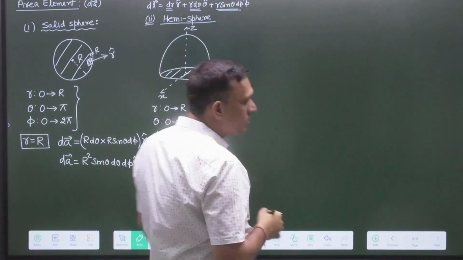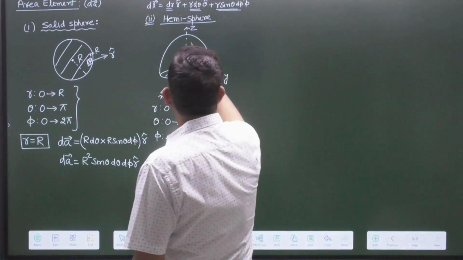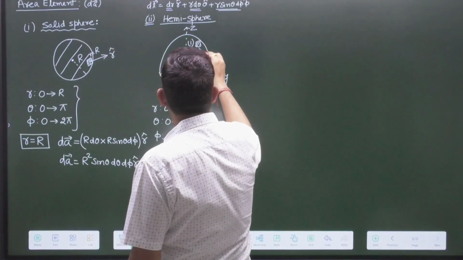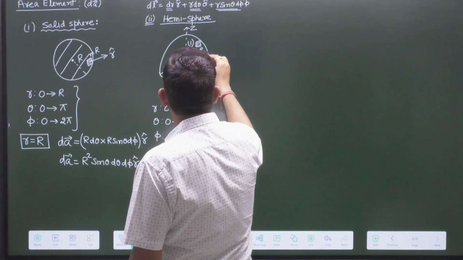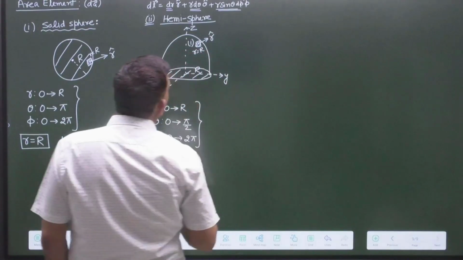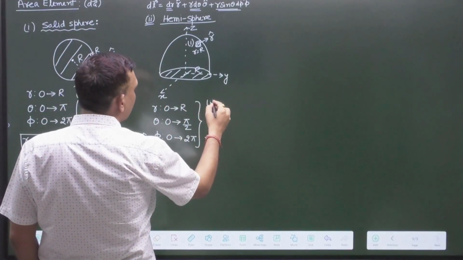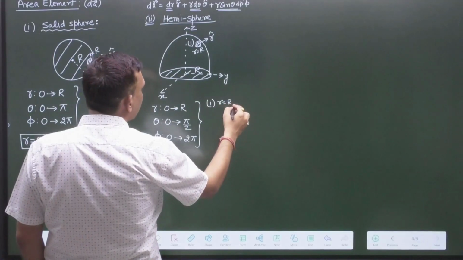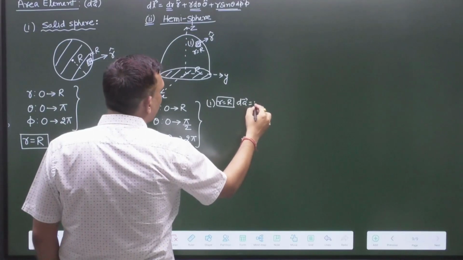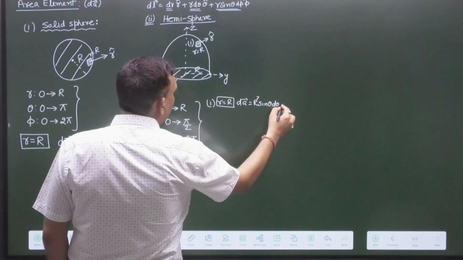Now this volume is surrounded by how many surfaces? Two surfaces. Surface 1 is the r is equal to R surface. So surface 1 is r is equal to R surface, and you know how to write dA vector, that I have already written: R square sin theta d theta d phi.